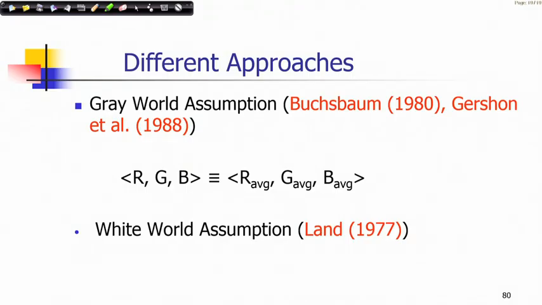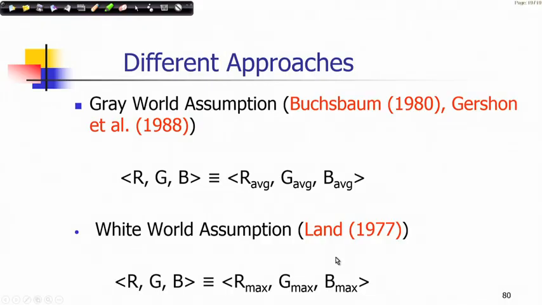You have to perform simply averaging of the color vectors, and you get the estimation of the color of the illuminant. The other assumption is called the white world assumption. In this case the assumption is that the color of the illuminant will be given by the maximum of these components of red, green, blue. The color is almost like white, and you just consider the maximum of the red, green, blue components. Here you need to just compute the maximum of red components of all the pixels, maximum of green components of all the pixels, and maximum of blue components of all the pixels. So, these two are very simple techniques.